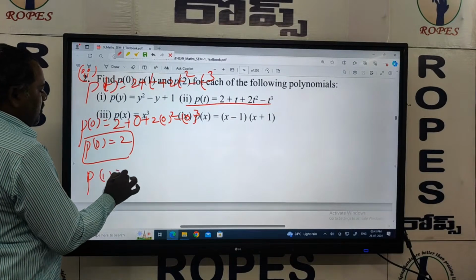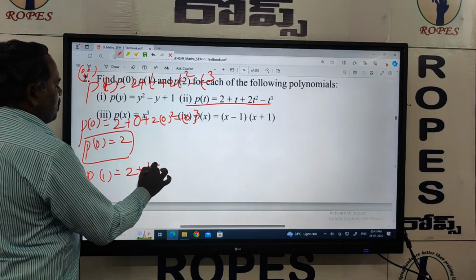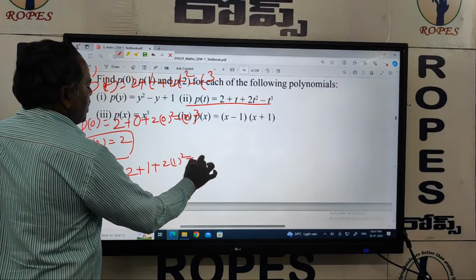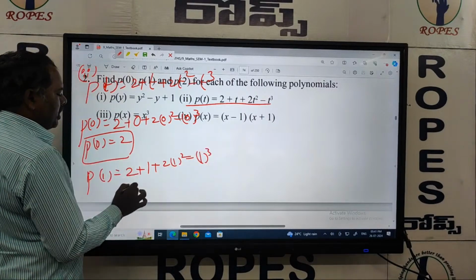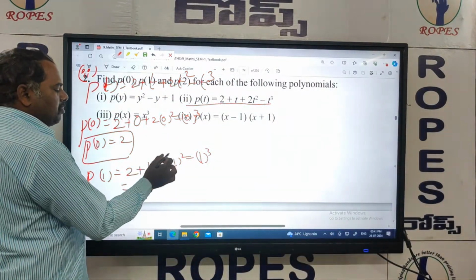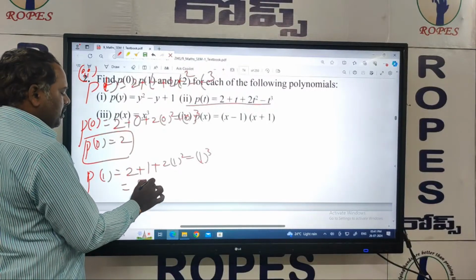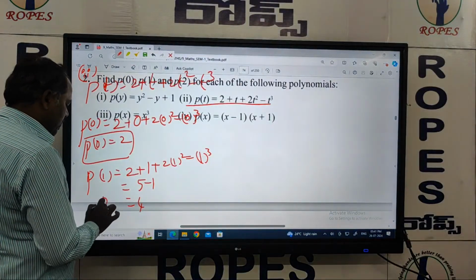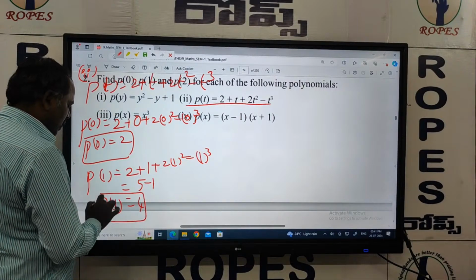P of 1 is equal to 2 plus 1 plus 2 into 1 square minus 1 cube. So then we can write 2 plus 1 is 3, 3 plus 1 is 4... 2 into 1 square is 2, so 3 plus 2 is 5, 5 minus 1 is 4. Then P of 1 is equal to 4, we got.